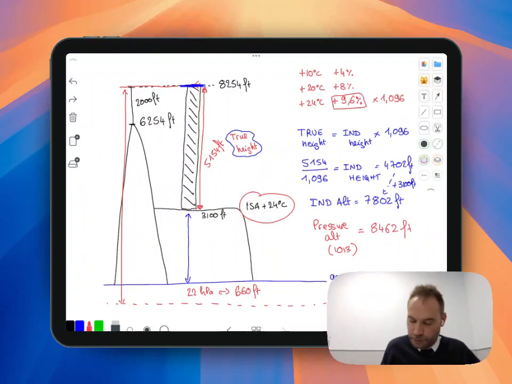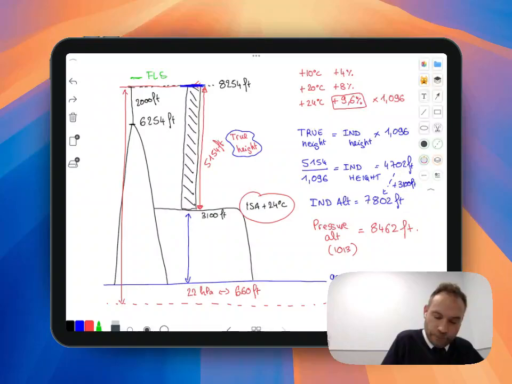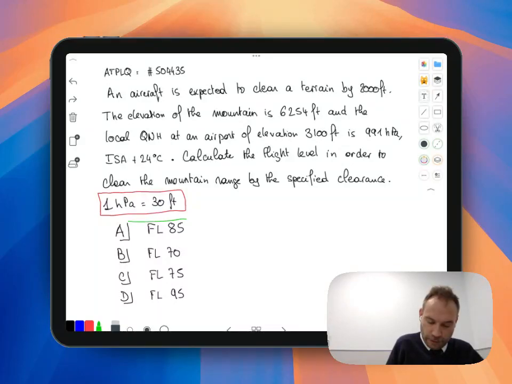Which is 8462 feet. Okay, is this a flight level? No, obviously. So what is the next flight level at which we are able to fly? The one that is just above, flight level 85. Okay, flight level 85. What is the answer? Answer alpha. Here it is.